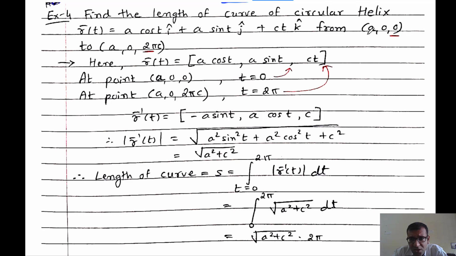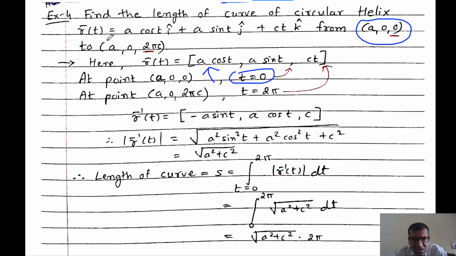And now you have to think for which value of t you get this. So if you put t is equal to 0 in this one, okay, cos 0 is 1, sin 0 is 0, so it is a, 0, and c times 0 is 0. So it is (a, 0, 0). For t is equal to 0, if you put that value in r bar of t, you get (a, 0, 0) on the curve.